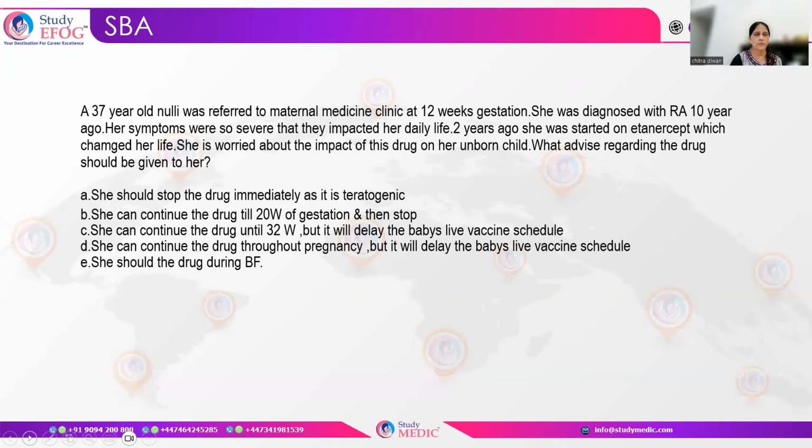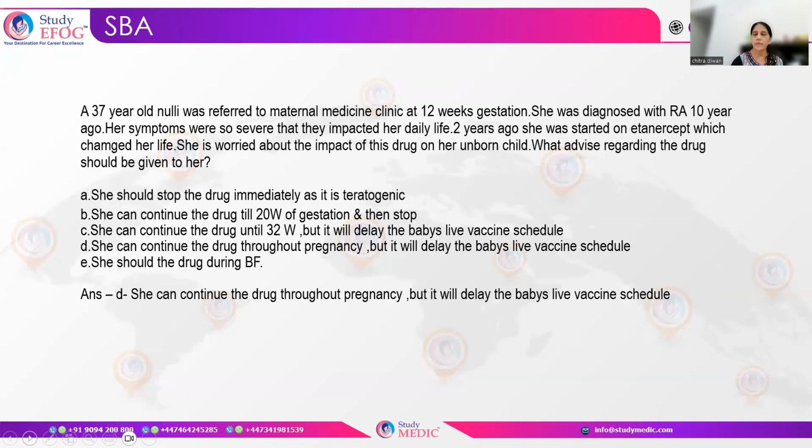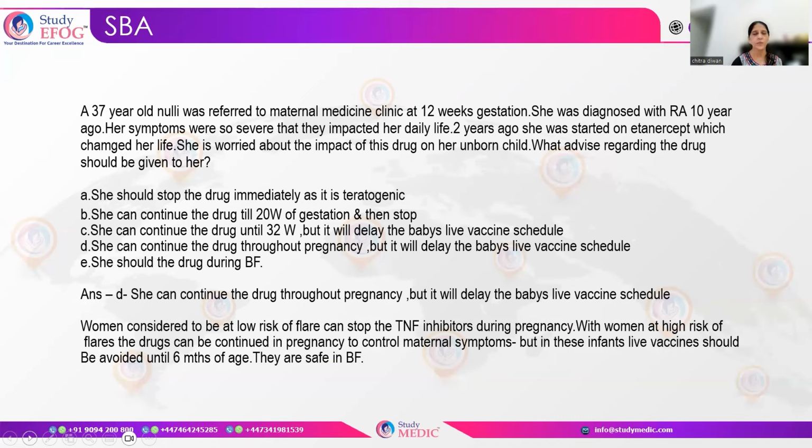So you have a 37-year-old at 12 weeks of gestation, diagnosed with rheumatoid arthritis 10 years ago, very severe symptoms. She was put on etanercept and it changed her life. But during pregnancy, she is worried and she wants advice regarding this drug. So what advice will you give her? She can continue etanercept throughout pregnancy. But remember that you have to delay the live vaccine schedule for at least 6 months after the baby has been born. It is safe during pregnancy, also safe during breastfeeding.